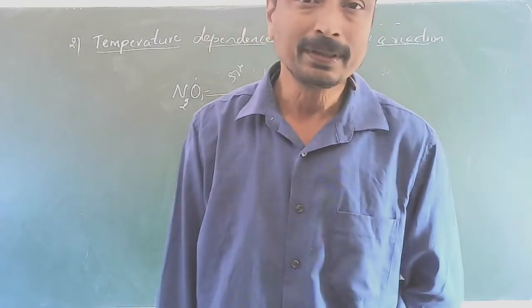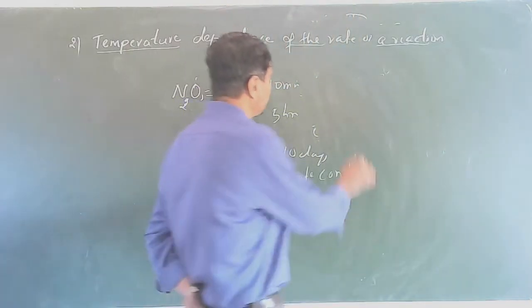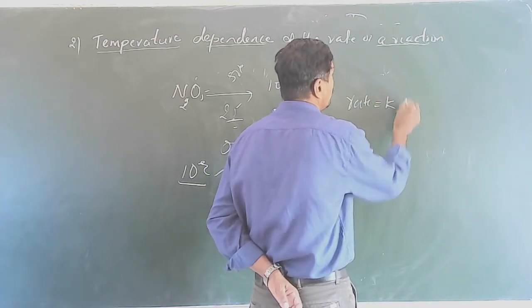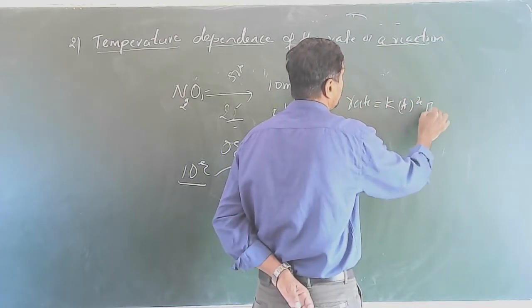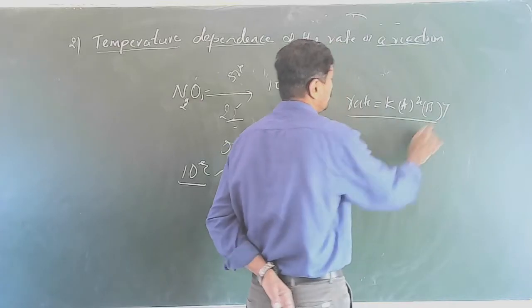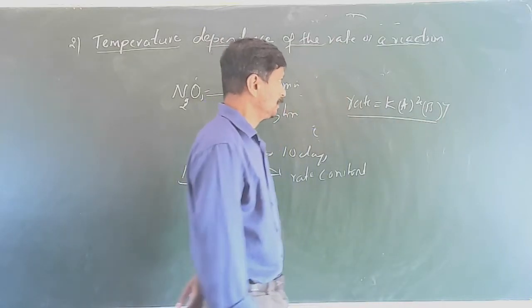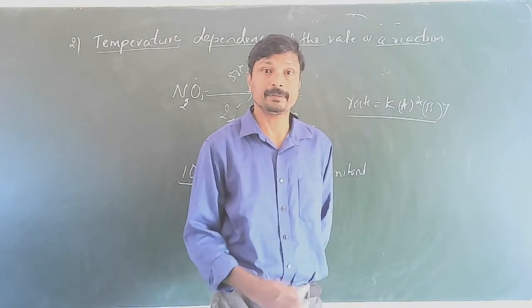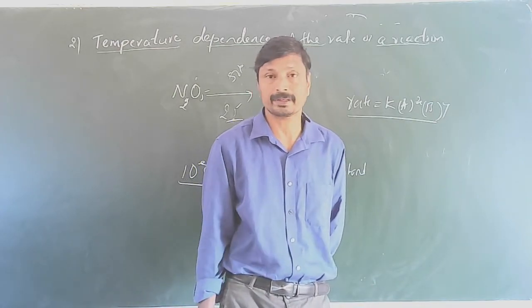See, what is the rate constant? You know, rate is equal to k into a to the power of x and b to the power of y. This is the rate equation. Here, x and y show how the rate depends upon the concentration of the reactants.